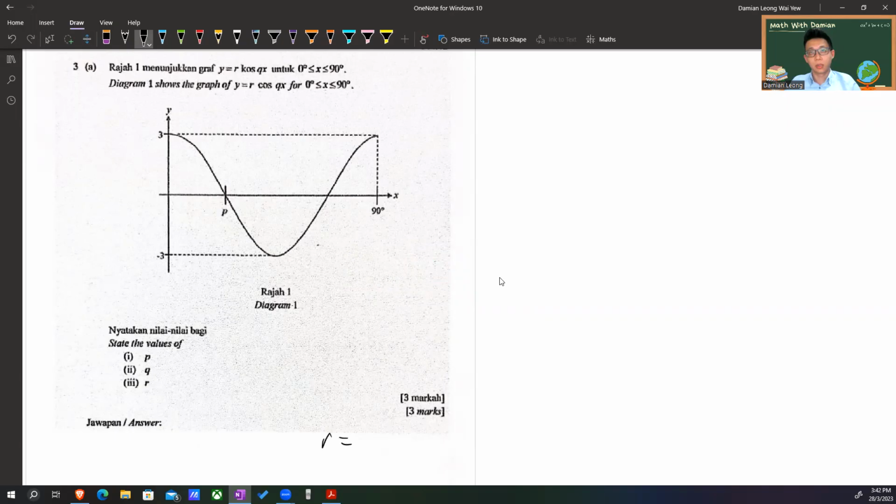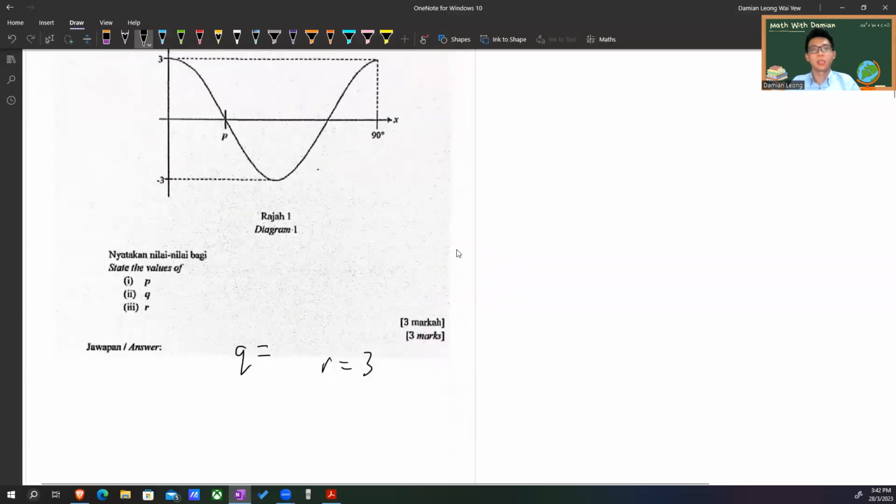R is 3. Q is the frequency. This is in 90 degrees. So if it goes up to 360 degrees, how many times does it repeat? Which is basically 4 times. Q is 4.